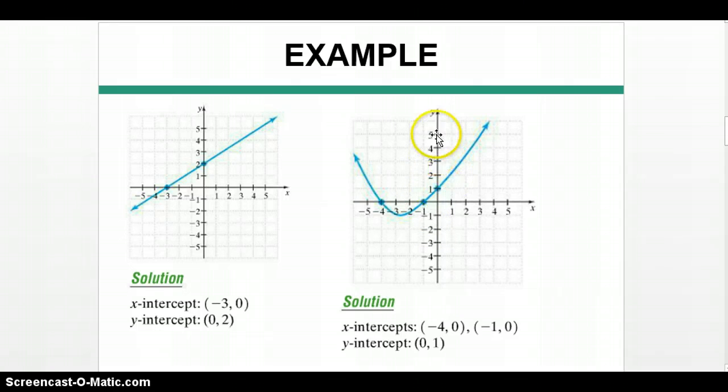This graph crosses the y-axis at 1. The coordinate at this point is (0, 1). So the x-intercepts are (-4, 0) and (-1, 0), and the y-intercept is (0, 1).